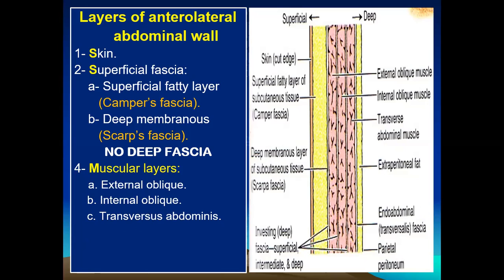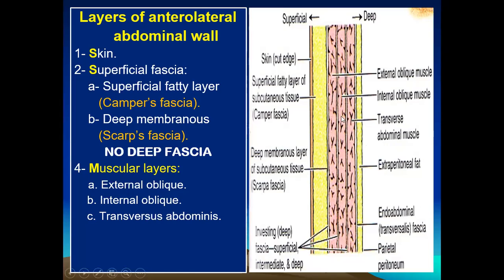So the external oblique, then deep to that we have the internal oblique, and then we have the transverse abdominis. These 3 layers together form what is called the muscular layer. So there are 3 layers of the abdomen. But there are more than 3 muscles actually. We'll discuss it in detail later.